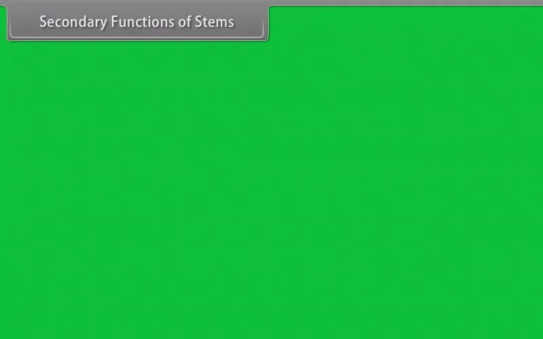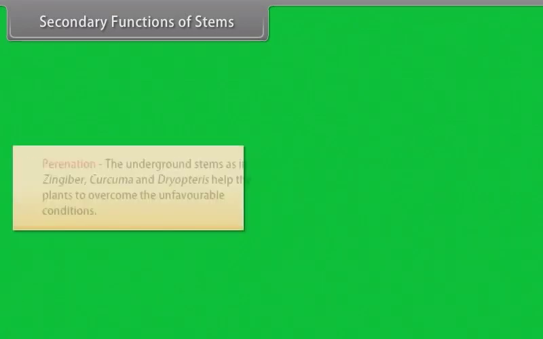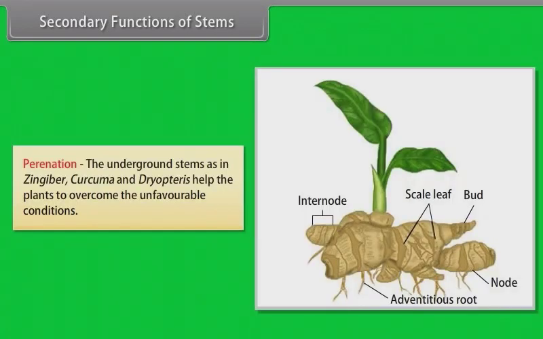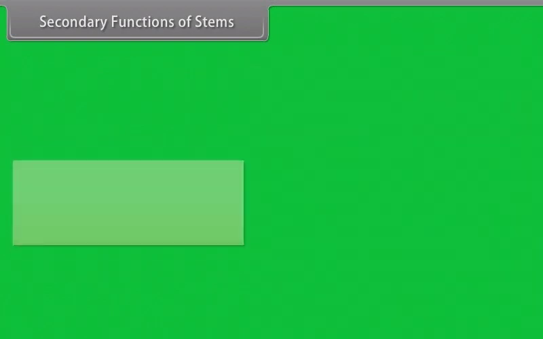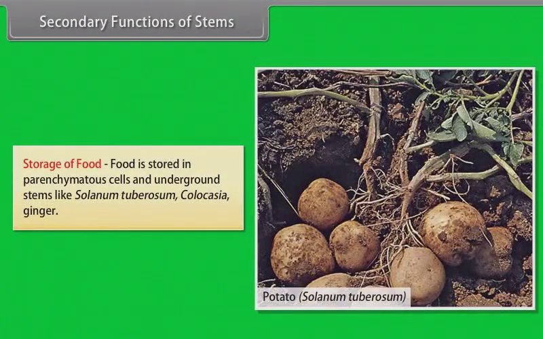Secondary functions of stems. Perennation. The underground stems, as in Zingiber, Curcuma, and Dryopteris, help the plants to overcome the unfavorable conditions. Storage of food. Food is stored in parenchymatous cells, in underground stems like Solanum tuberosum, Colocasia, and ginger.